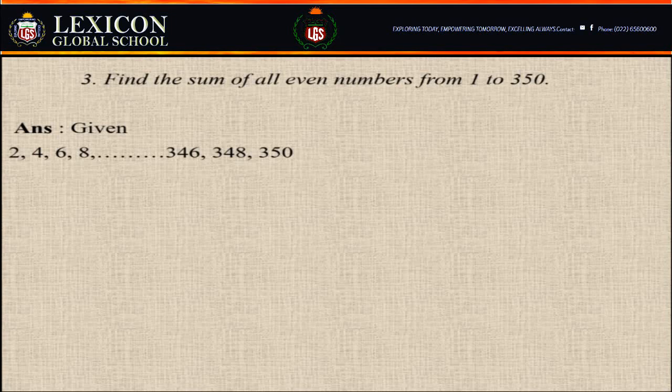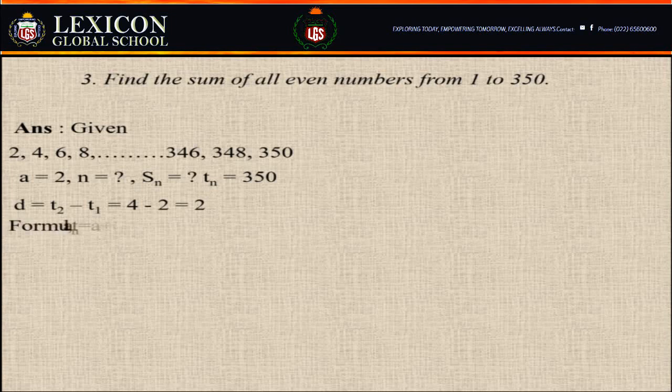From the given information, let us write what is given to us. So A, which is 2, N we don't know, but we know our Tn, that is 350, and we have to find Sn. So altogether we need to find N as well as Sn. Let us find the value of D. D is T2 minus T1, which is 4 minus 2 equals 2.